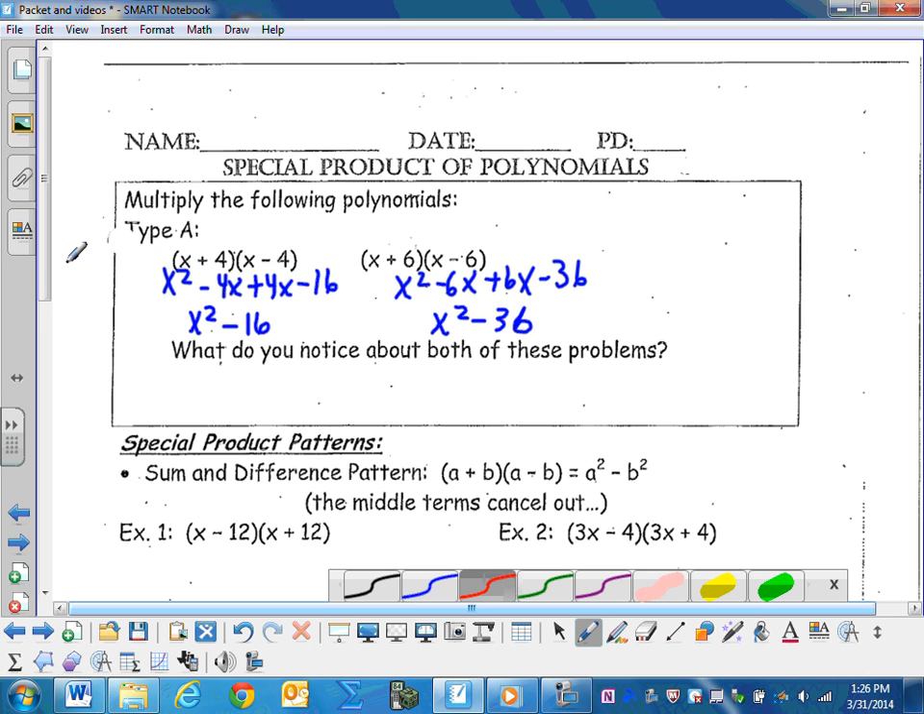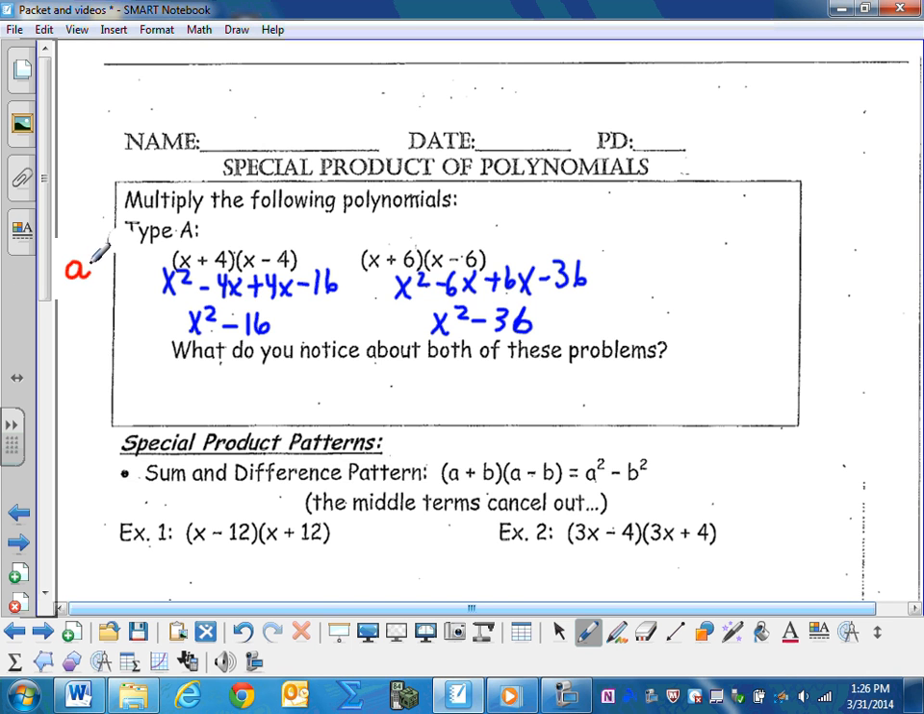So when we had x plus 4, when we look at the original binomial here, a is equal to x, and b, it doesn't matter, is equal to 4 or negative 4. It doesn't matter. And so instead of FOILing it out, if we just took a squared minus b squared, or x squared minus 4 squared, we'd get the same answer. We just wouldn't have to work so hard.